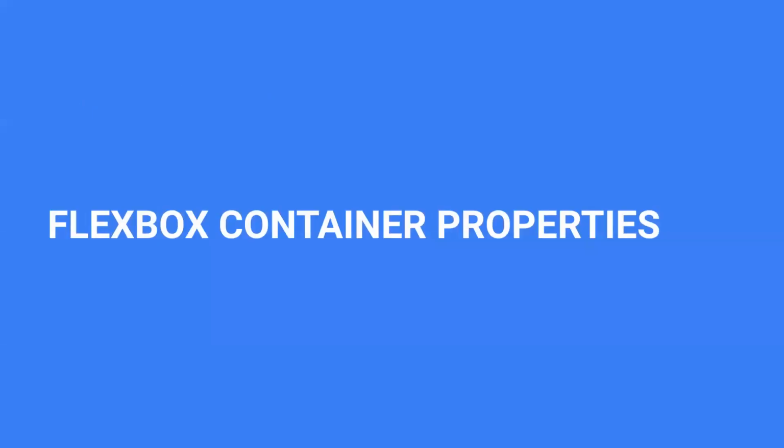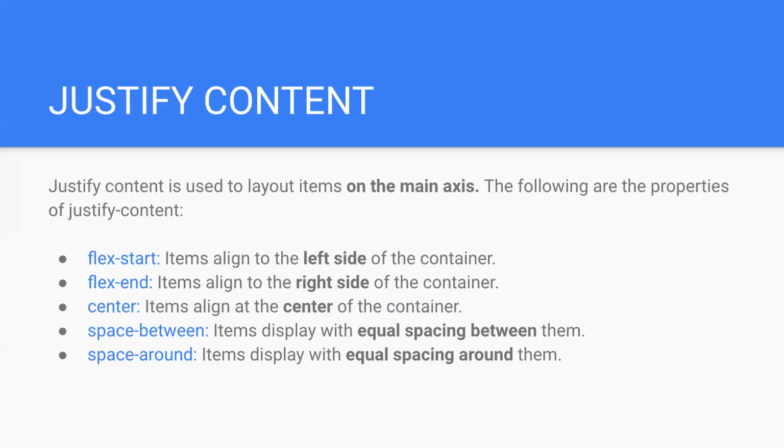All right. So container properties. We know about this. If you did the Flexbox Froggy project, you pretty much did all of these things. So let's go over a couple of them. All right. So justify content is used to lay out items on the main axis. See how I am not writing horizontal axis. I'm writing main axis. We'll come to that, but just understand it's used to lay out items on the main axis.